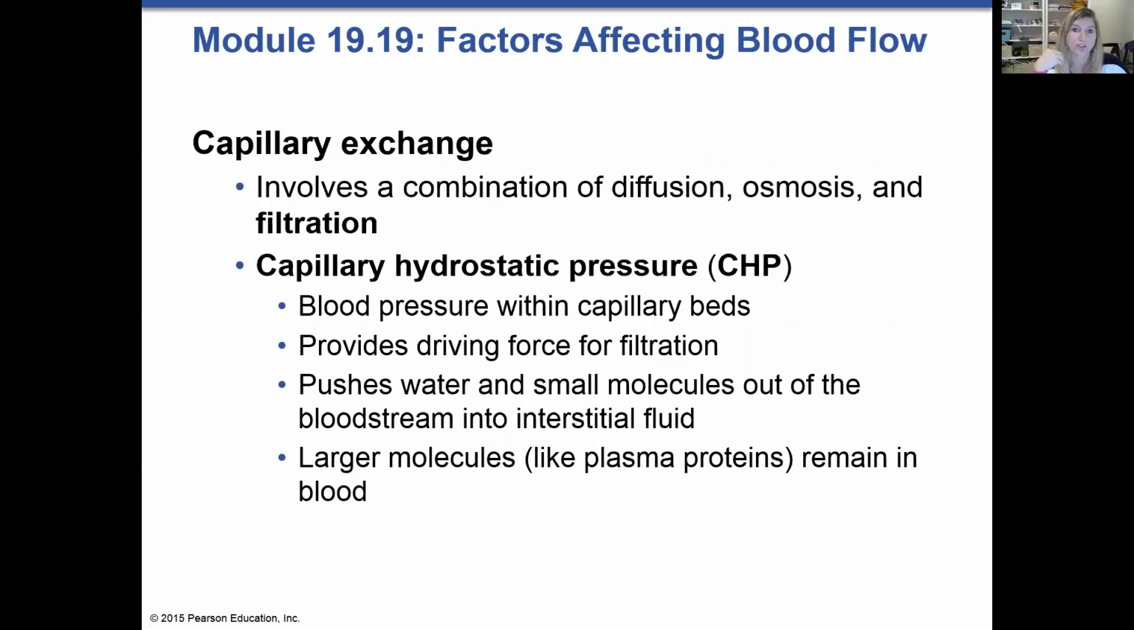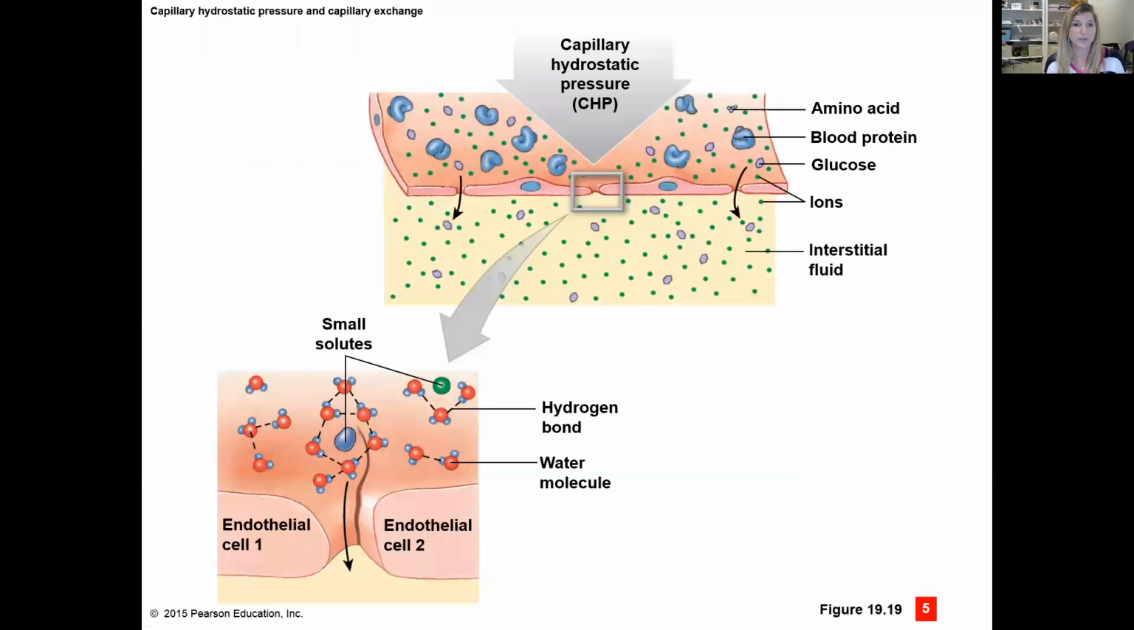The larger molecules, like our plasma proteins, those stay in the blood. They do not go through the capillaries. That's on purpose because most of those plasma proteins are there for a reason, to help transport or help with osmotic pressure and that type of thing. So CHP is pushing the water out of the blood into the interstitial fluid. Here you see on the top diagram, you can see the blood vessel and all of those solutes in it, and the CHP is pushing the water out into the interstitial fluid. Some small solutes can move, but for the most part, it's the water that's balancing, hence hydrostatic pressure. It's the pressure of water pushing out of the capillaries.